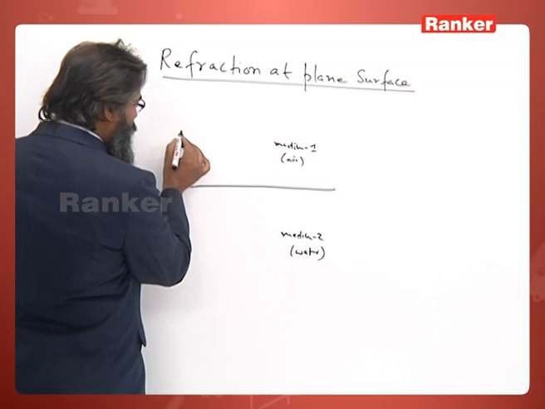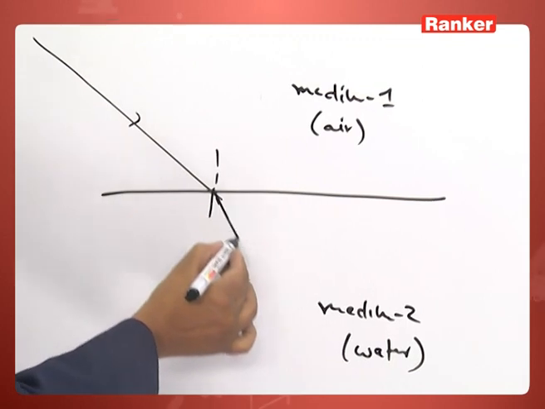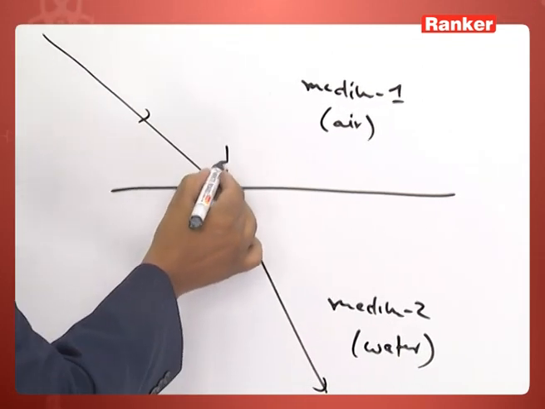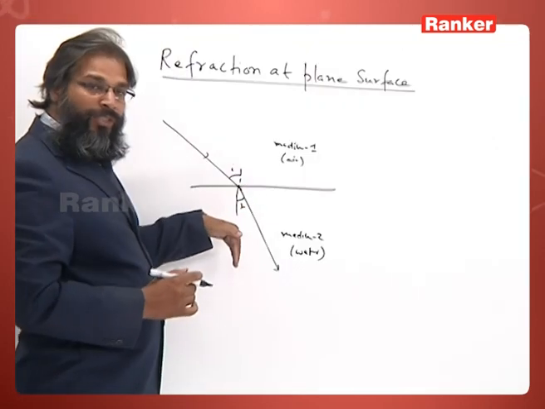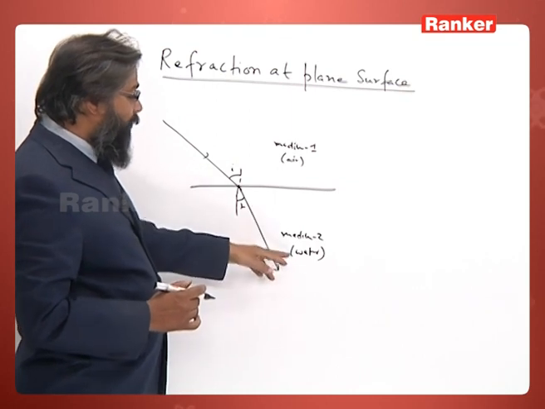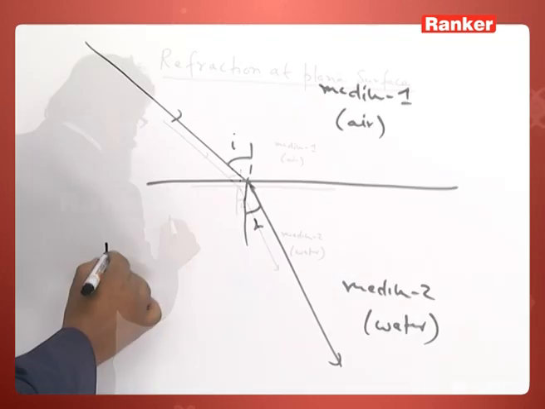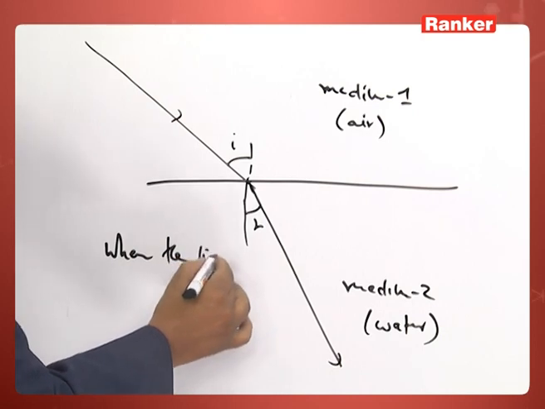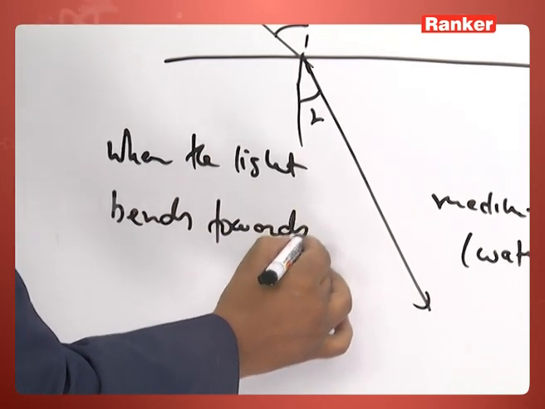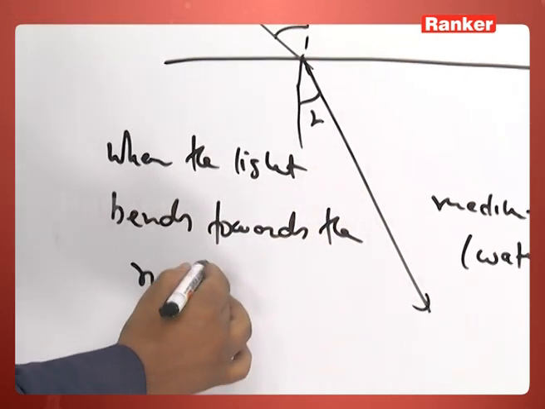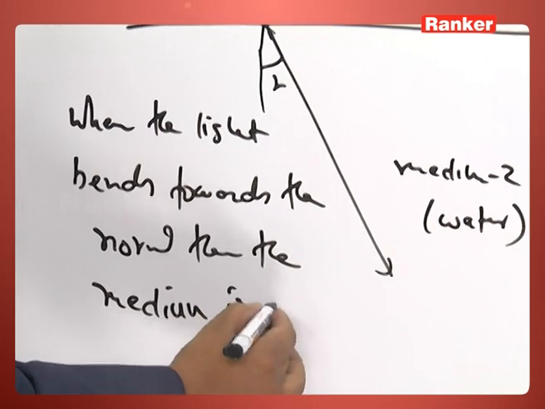So, it has been observed that if a ray goes like this, then it bends towards the normal. We call this angle I and this R. So the light bends towards the normal in water, which is called a denser medium. So, when the light bends towards the normal, then the medium is denser.